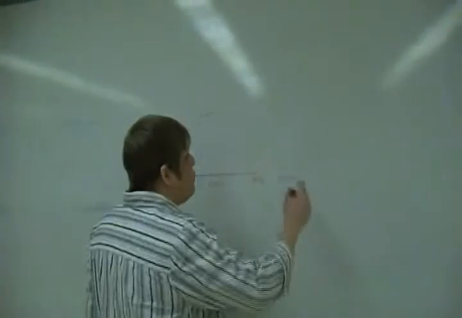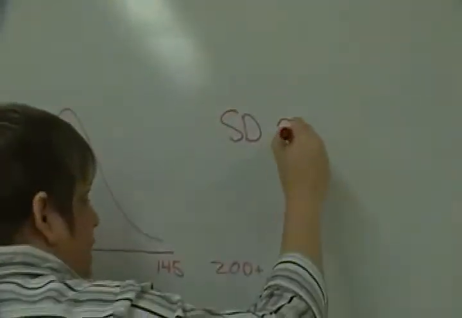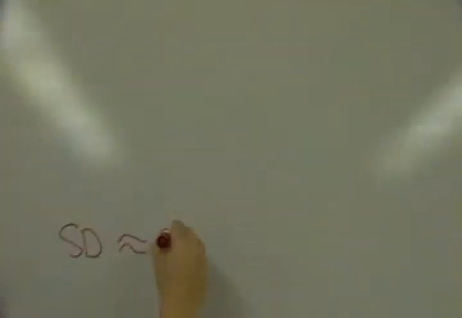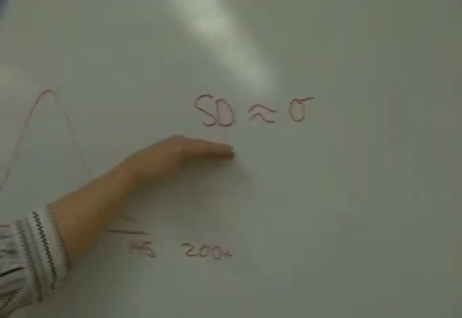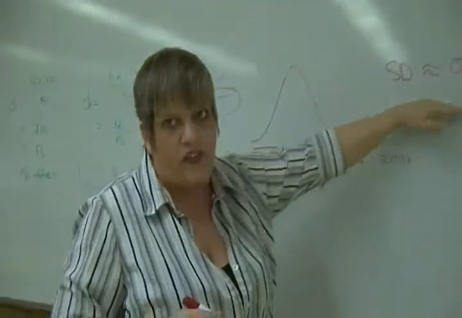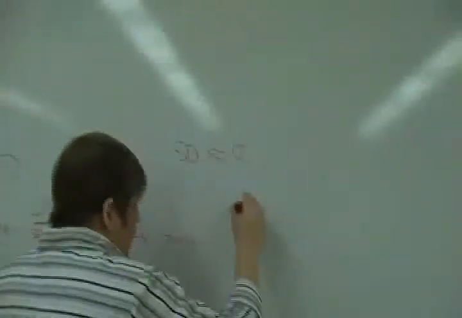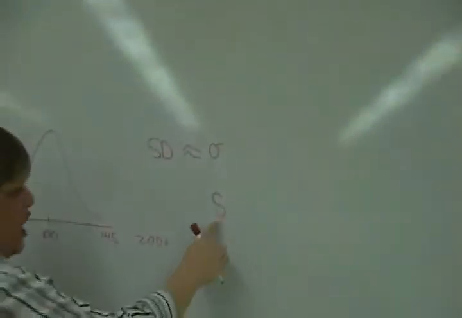And so if I'm using my standard deviation in my sample to estimate what my standard deviation for my population is, it's going to be what we call a biased estimate. And it is going to underestimate what this value is, okay? So instead, we adjust that. And we actually calculate an unbiased estimate of the standard deviation.